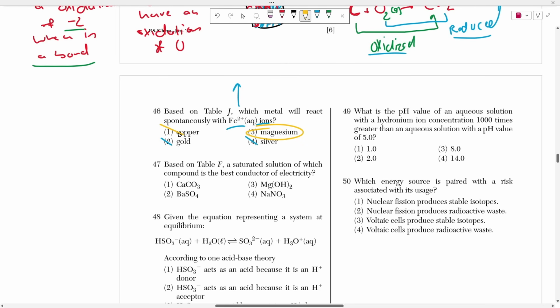Whenever you're trying to see whether something will react or not, see whether what it's reacting with has a higher energy. If it does have a higher energy, the reaction will undergo.